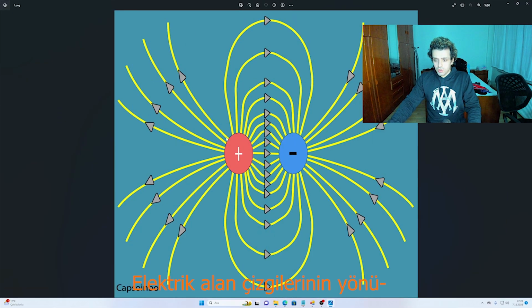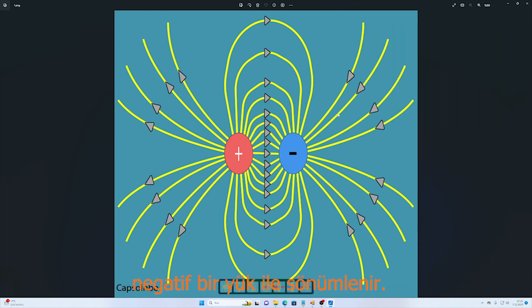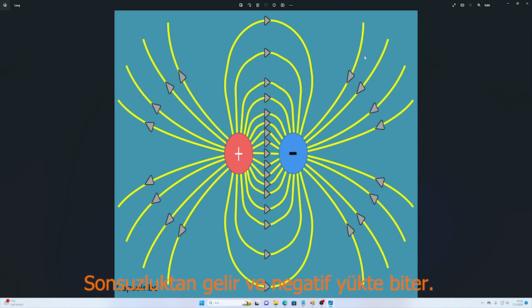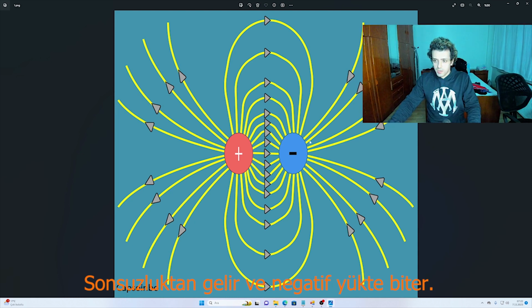The direction of electric field lines is from positive pole to the negative pole. Electric field lines start with a positive charge and are dumped with a negative charge. It starts with a positive charge and extends to infinity. It comes from infinity and ends in negative charge. As the electric field intensity increases, the lines become more frequent.